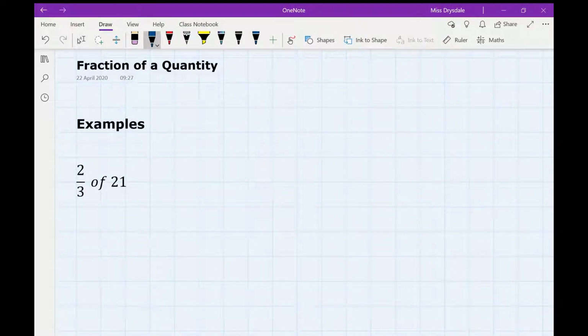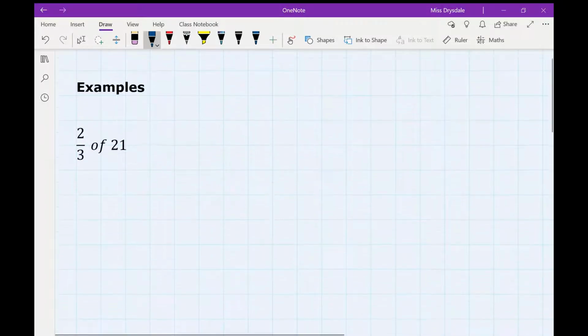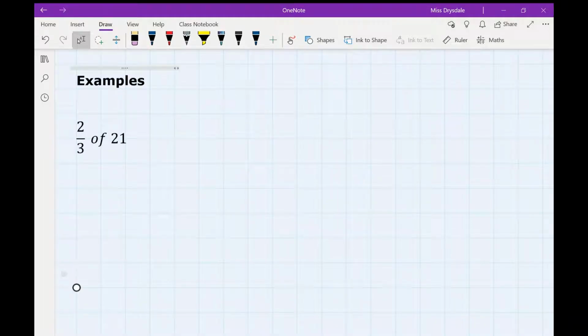Let's have a look at finding a fraction of a quantity. So our first example, let's try and find 2/3 of 21. Our first step is to find 1/3 of 21. 1/3 of 21 is 7, because if you are finding a third of something, you are going to divide by 3. So we know that 1/3 of 21 is 7.